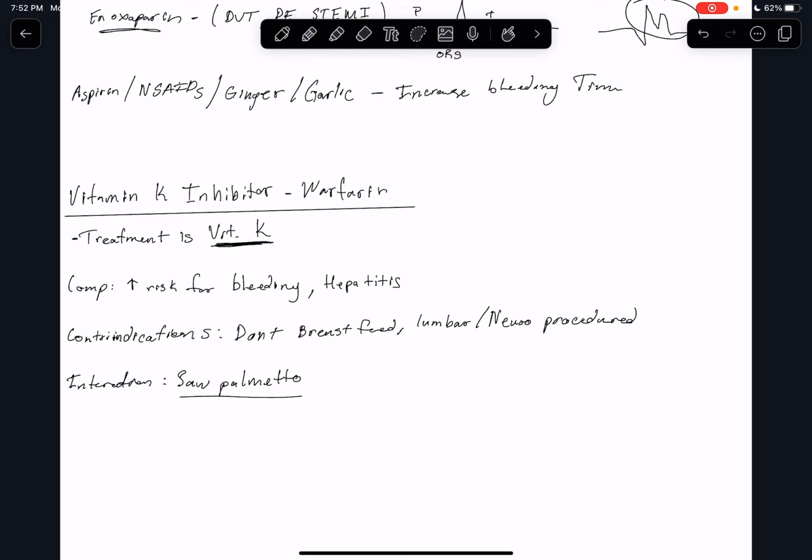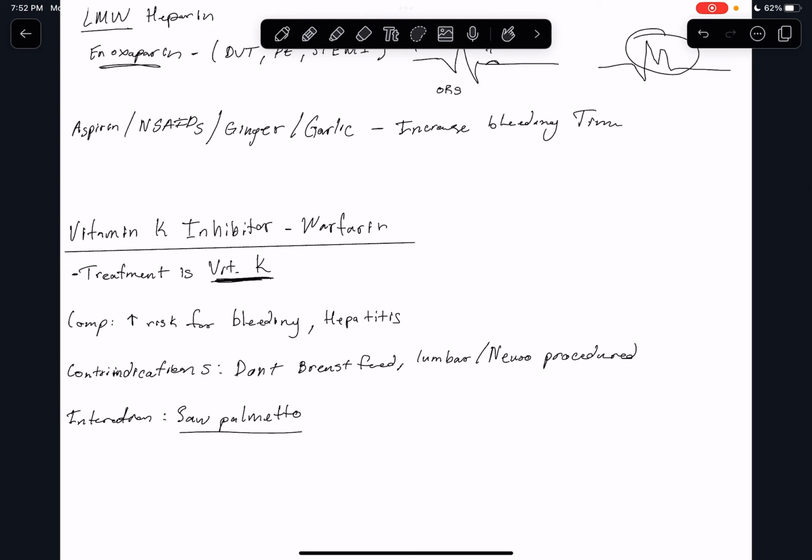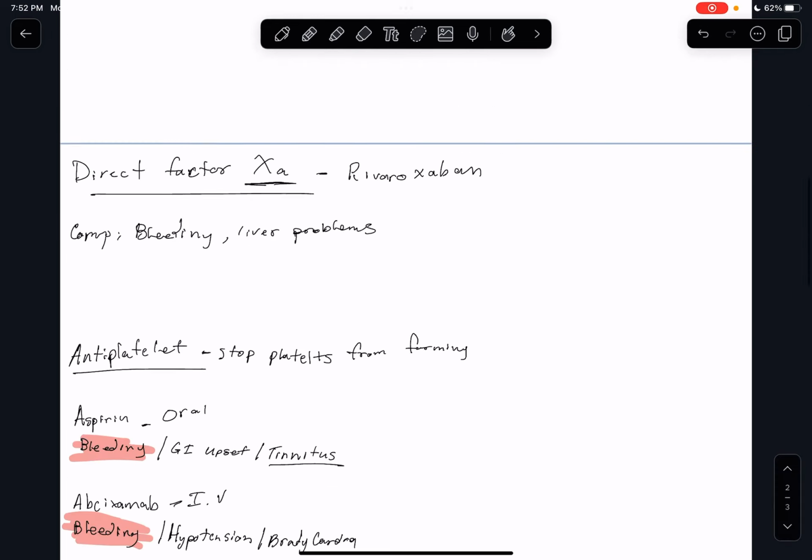Interactions, as I said earlier, saw palmetto is going to be a pretty good interaction that you can review. Aspirin, NSAIDs, ginger, garlic, some antibiotics. I won't go into the specifics of that. You guys can look it up. You guys will be okay.